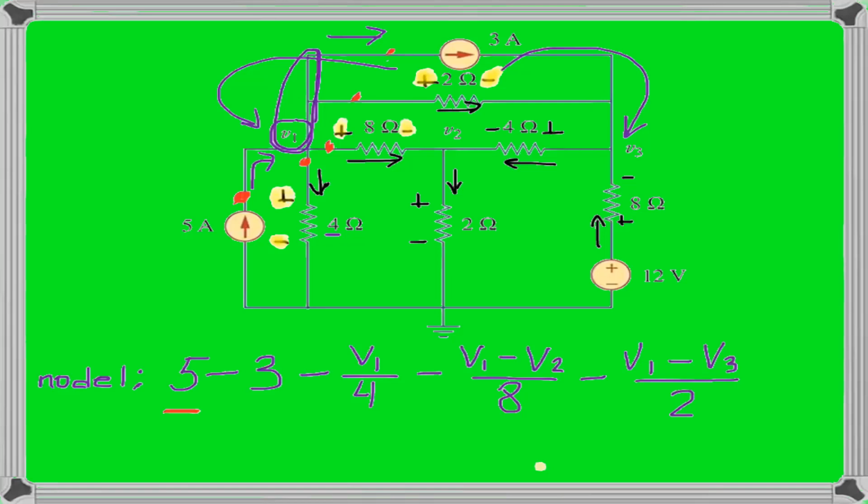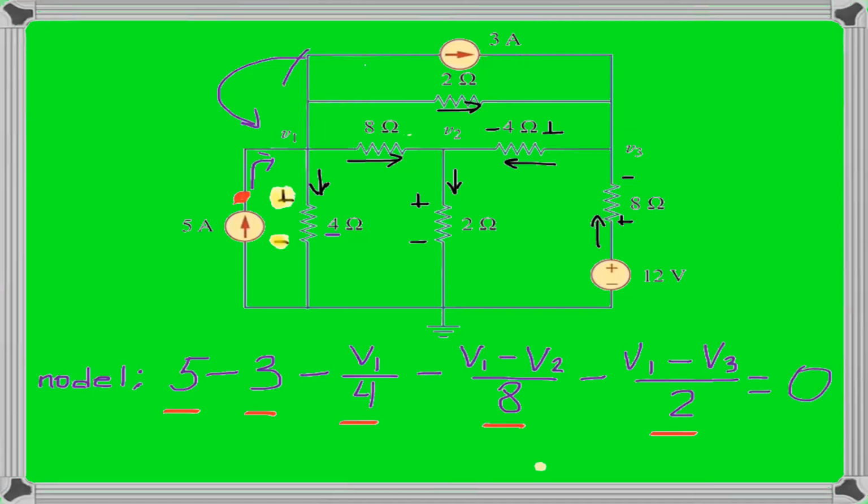So we have 5 branches. That means we should produce 5 components in the same equation. So let's double check if it is 5. So 5 is the 1, 2, 3, 4, and 5. So that means that we didn't miss any current, and we didn't put an extra. So the equation is complete, and we can say that it is equal to 0.